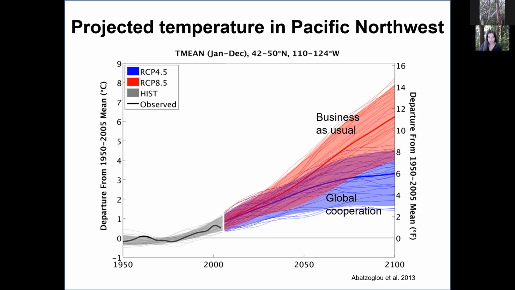RCP 8.5 is kind of a business as usual scenario, because we're not going to do a lot about greenhouse gas mitigation. And as you can see, the temperature ranges are higher for that one. You can see they do track pretty closely until about 2050, and that's when we really see the divergence in where those greenhouse gas emissions really make a difference in terms of what we see for temperature changes in the future. You can see RCP 8.5 is in the range from 8 to 14 degrees Fahrenheit increase in average annual temperature in the Pacific Northwest.